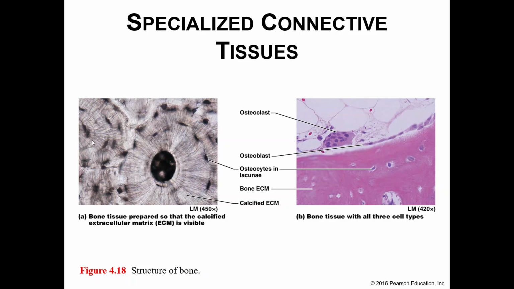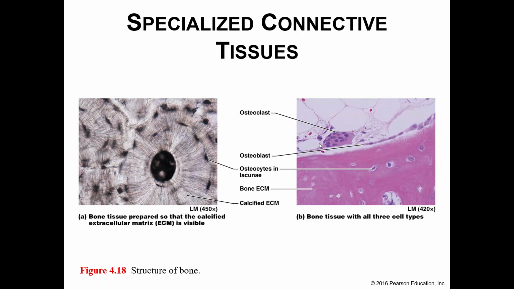And this is our classic example of bone tissue. Okay, these little dark spots, these are our osteocytes in the lacuna. This dark circle in the middle, it's called a central canal. This is where your big blood vessels run, your nerve fibers, things like that.